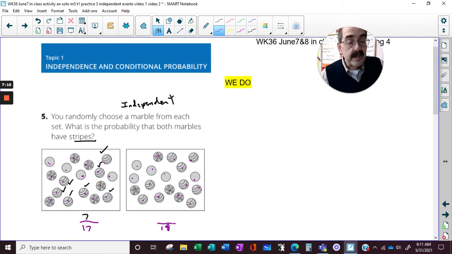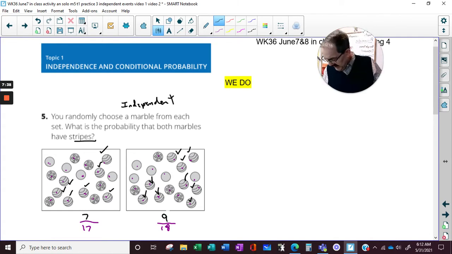Now, you say you can get a different answer depending on how you counted them. I count 18 again. Stripes. I'm getting 9. I'm getting 9. Better check my work. Yep. 17, 18, 9, and 9.